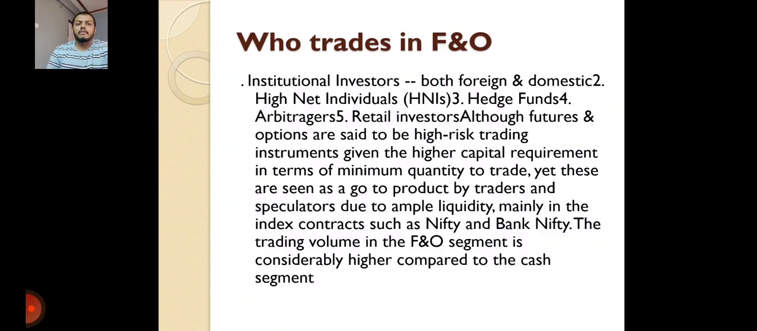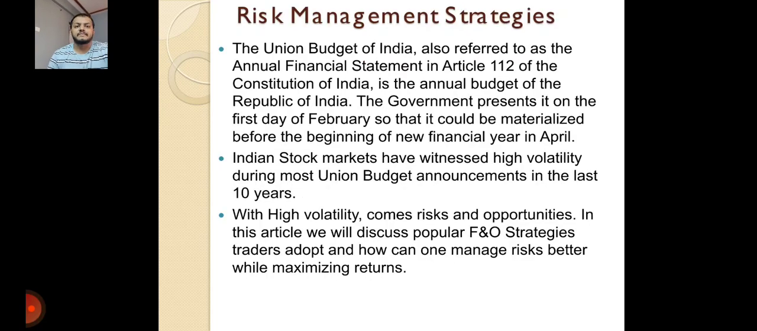Who trades in F&O? Institutional investors, both foreign and domestic, high net worth individuals, hedge funds, arbitrageurs, and retail investors. All three, futures and options are said to be high-risk trading instruments given the higher capital requirement in terms of minimum quantity to trade. Yet these are seen as the go-to product by traders and speculators due to ample liquidity, mainly in index contracts such as Nifty and Bank Nifty. The trading volume in the futures and options segment is considerably higher.